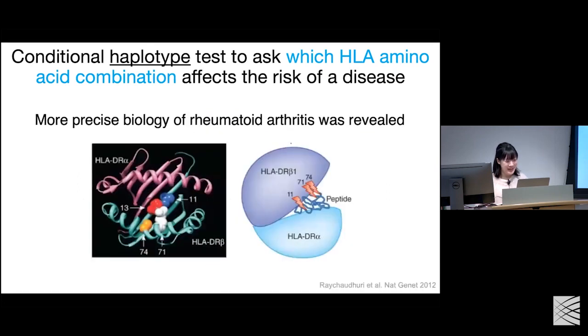This sounded a little bit complex, but actually this conditional haplotype analysis was really important and effective in defining precise biology. In this 2012 publication by my PI, Soumya Raychaudhuri et al., the significant association with rheumatoid arthritis risk was mapped to positions 11, 13, 71, and 74 of the HLA-DRB1 molecule, which coincide with an antigen peptide binding groove of the HLA molecule. This is very biologically reasonable, because if we have amino acid variations at the antigen presenting site, then our capability of presenting autoantigen might differ across individuals, which could contribute to the risk of developing autoimmune diseases.